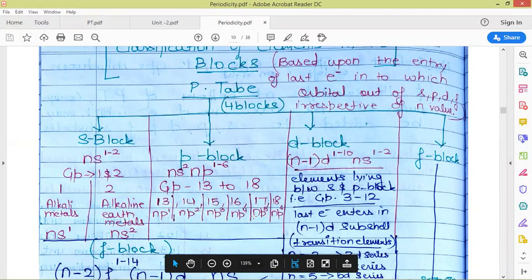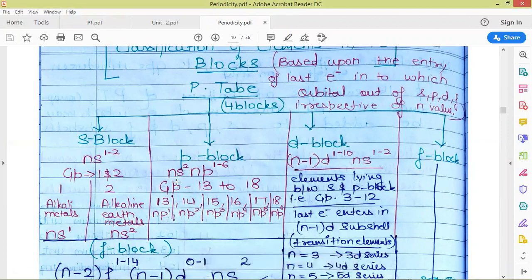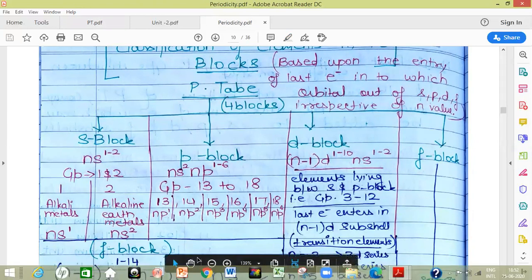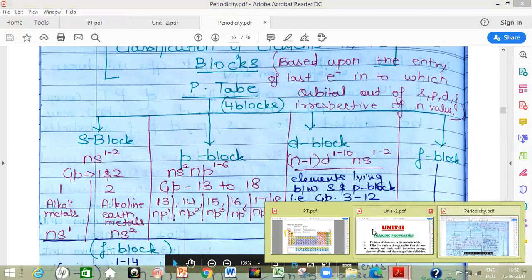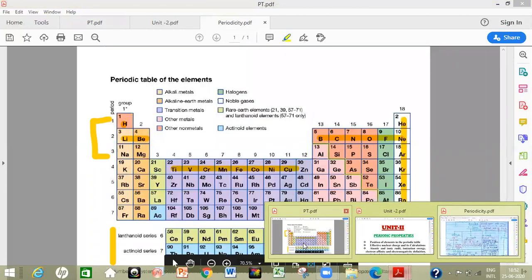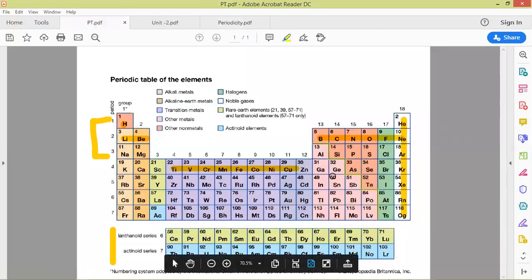Here n represents again the principal quantum number and also the period number. So the general electronic configuration for p block elements is ns2 np1 to 6, as electrons in the p subshell vary from 1 to 6. Next we have d block elements, which are present in between the s block and the p block elements. They are also called transition elements, as they represent a transition from electropositive character to electronegative character.